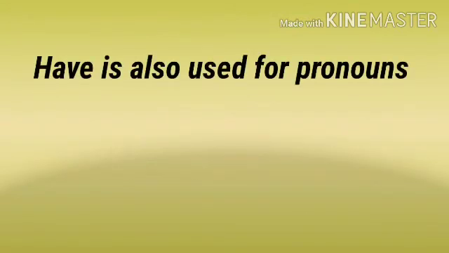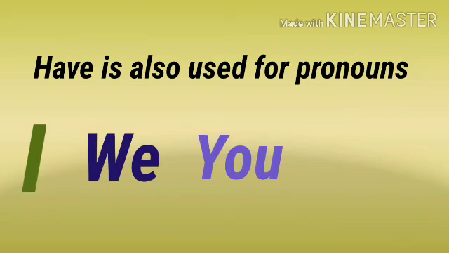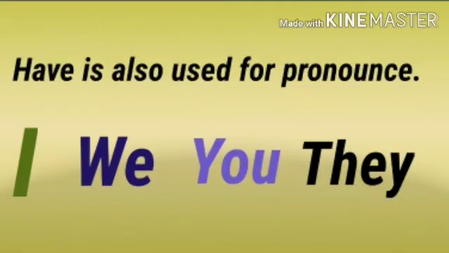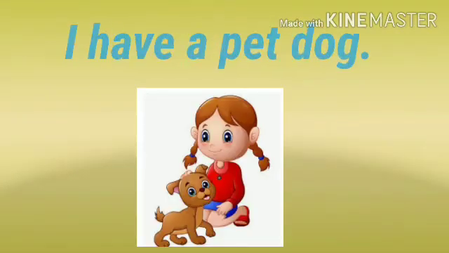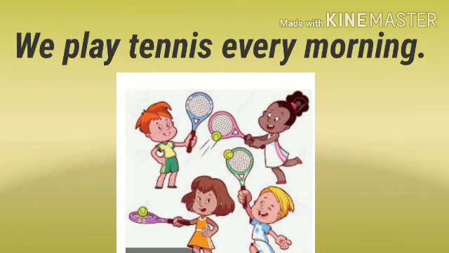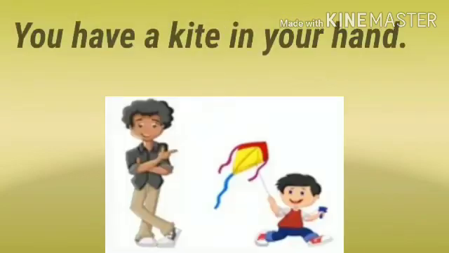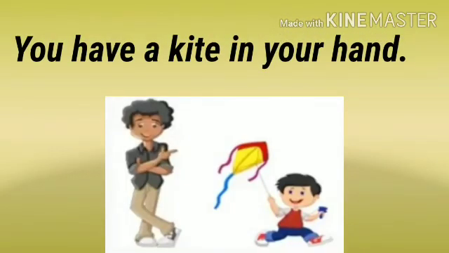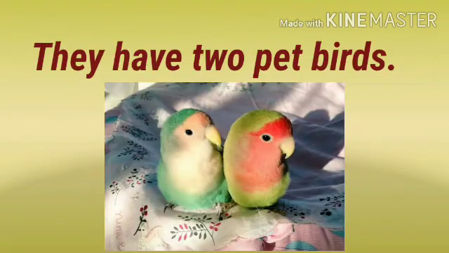And have is also used for the pronouns I, we, you and they. For example, I have a pet dog. We have a tennis game every morning. You have a kite in your hand. They have 2 pet birds.